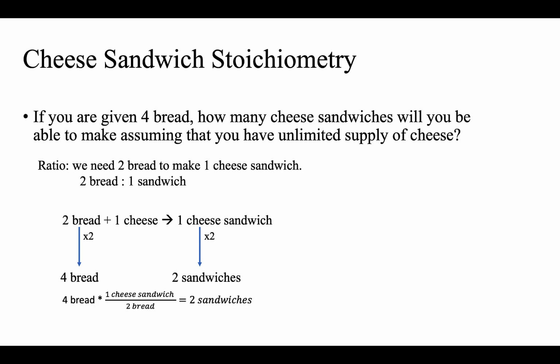And of course, we could represent this using dimensional analysis. So I have 4 breads, and the ratio between a cheese sandwich and bread is 1 to 2. That's my conversion factor. So I will have 2 sandwiches after I multiply the conversion factor with the initial amount together.